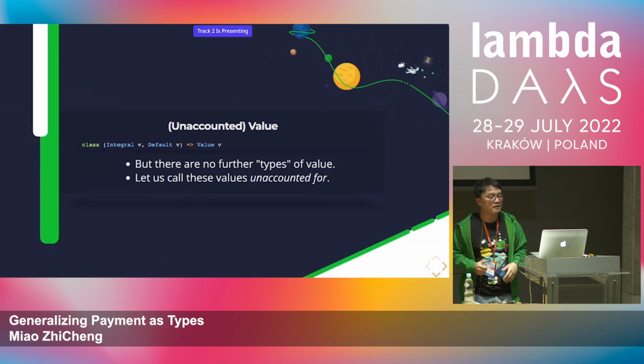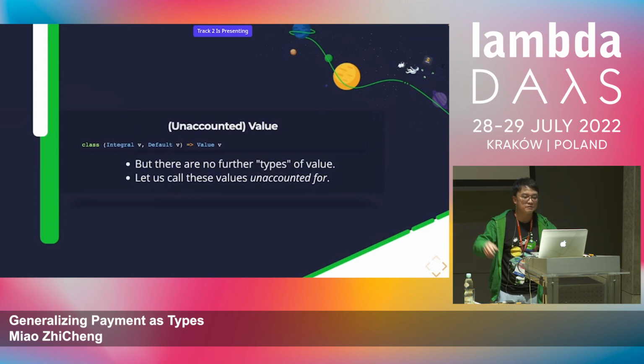What is unaccounted value? It's an integral and it has a default value. Done, right? So let's call it unaccounted value. Baby step. But the one problem is that there's no further type information about the value, so we can't express more information with this definition. So we kind of need to add some types.